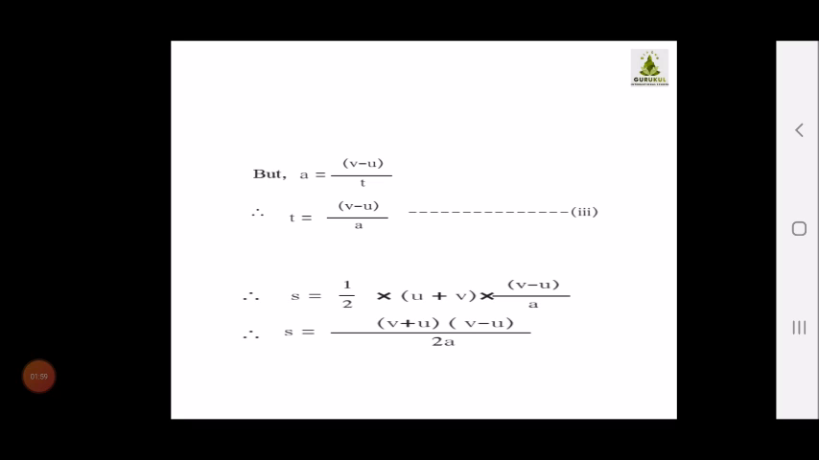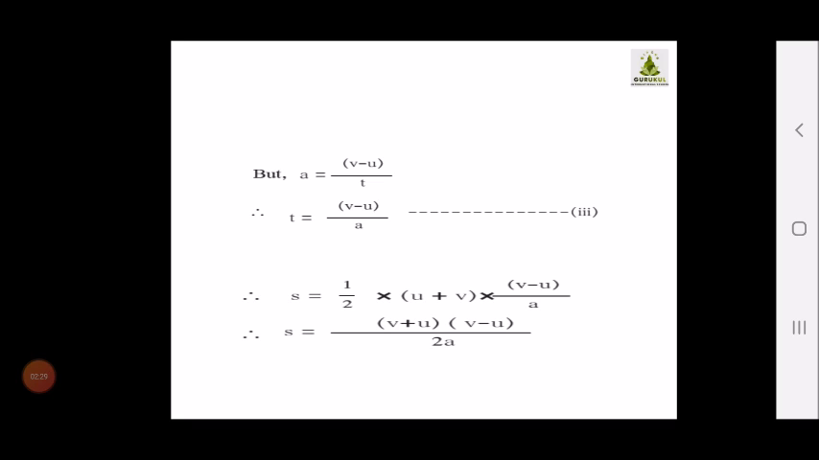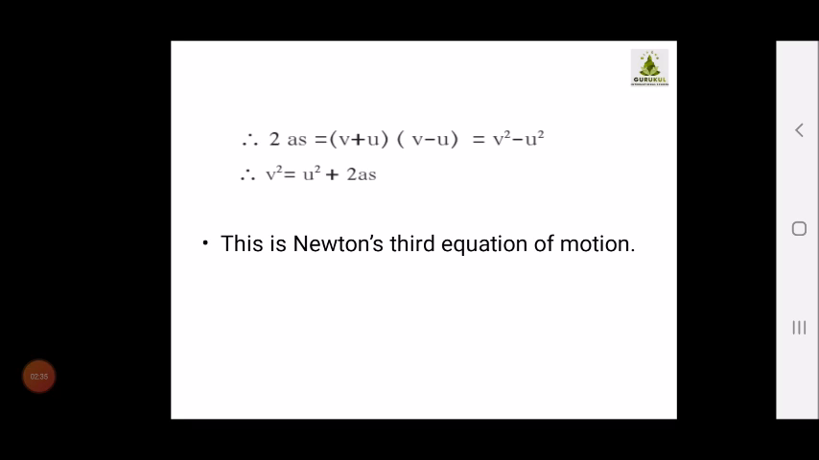U plus V or V plus U, in addition the sequence can be changed, so there is no change. I said V plus U instead of U plus V, no matter, in addition the position of the addends can be changed. So now I am getting S is equal to (V plus U) multiplied by (V minus U) upon 2A. Now multiplying and transferring the 2 from the denominator to the numerator, I get 2AS is equal to (V plus U) multiplied by (V minus U).